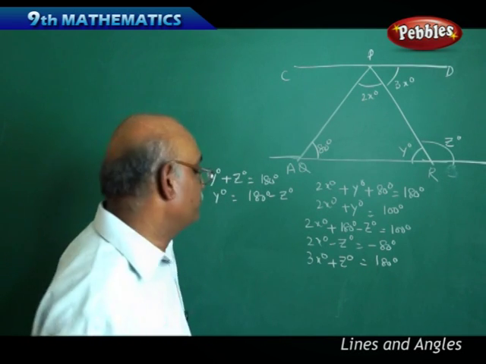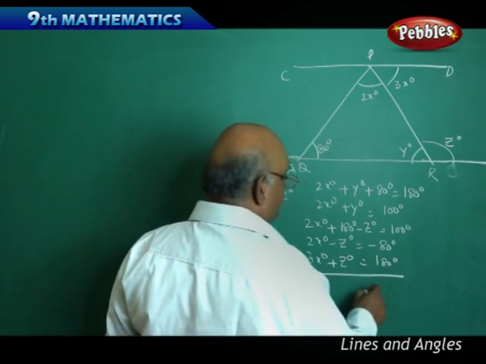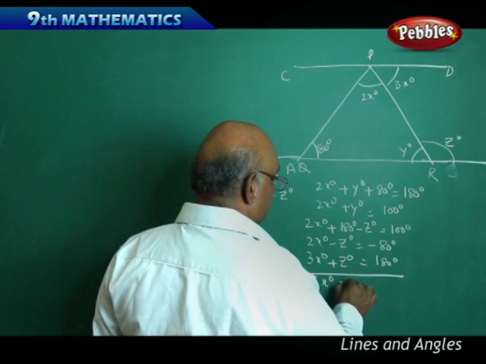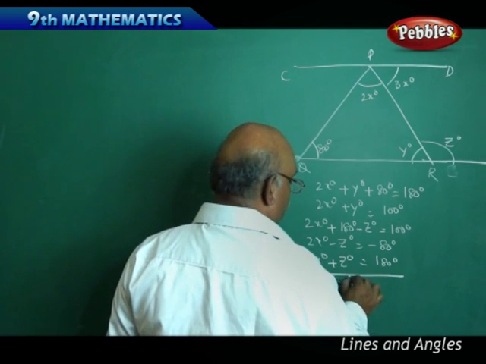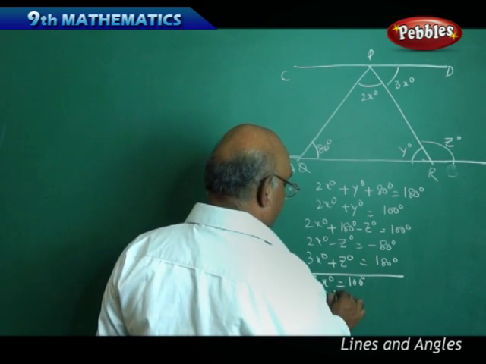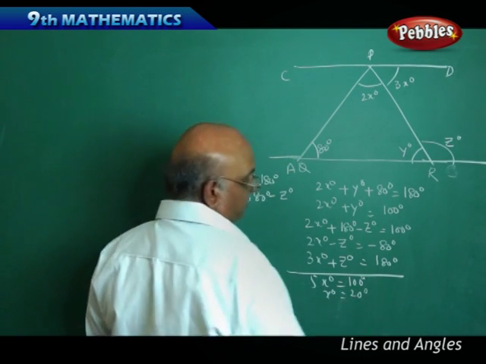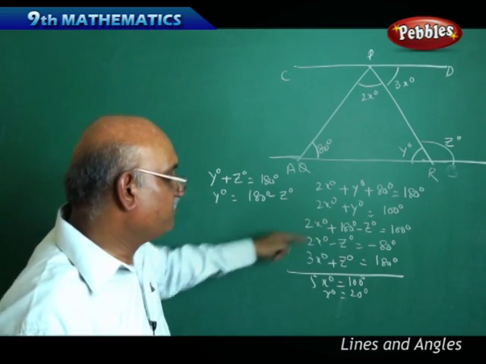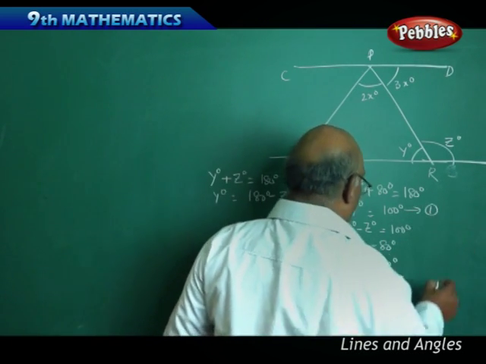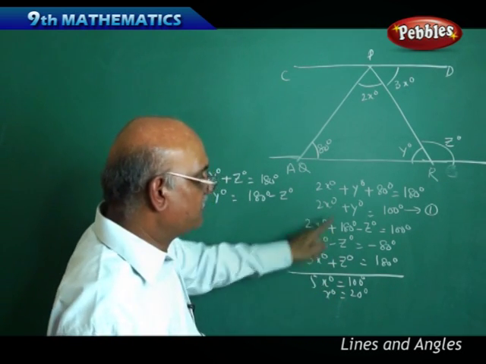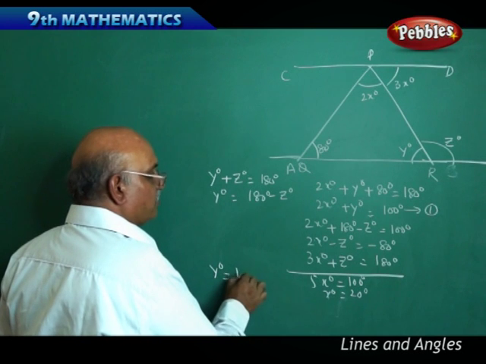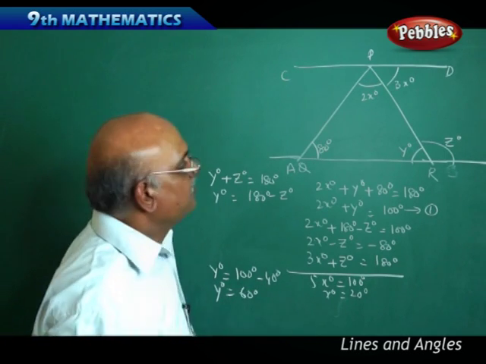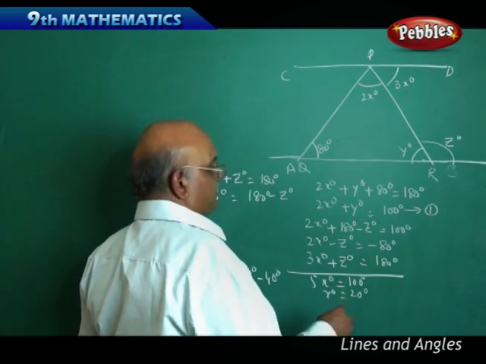If you add these two, we are going to get 5x degrees, z degrees gets cancelled, and 180 minus 80 is equal to 100. Therefore, x degrees is equal to 100 by 5, that is equal to 20. If x is 20, let us call this equation 1. Therefore, when x is 20, from the first equation y degrees is equal to 100 degrees minus 40 degrees. Therefore, y degrees is equal to 60 degrees, we got it.